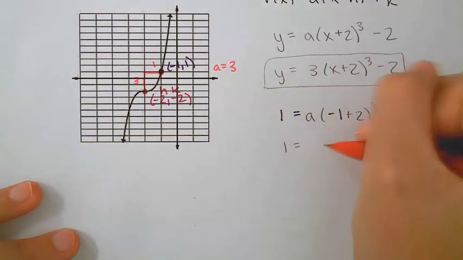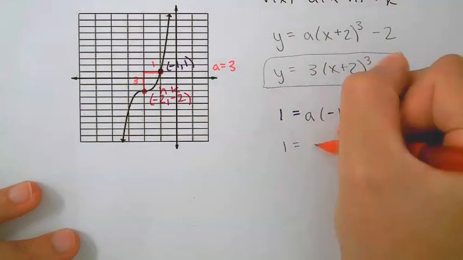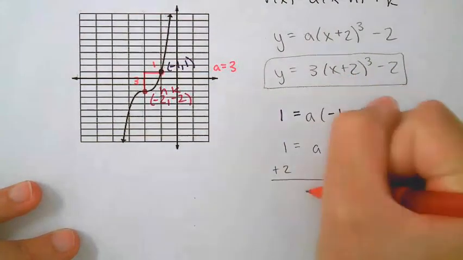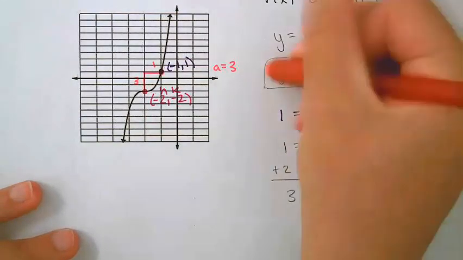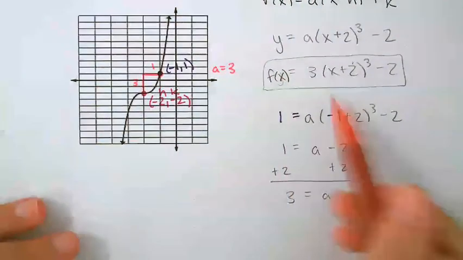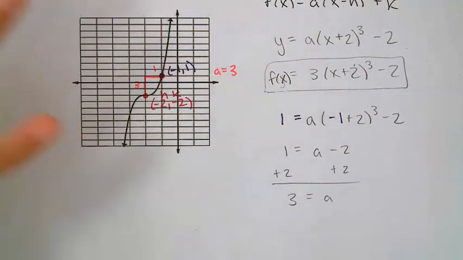So 1 equals a times 1 cubed, which is just 1. So that's just a minus 2, add 2 on both sides. So a is indeed equal to 3, reiterating that this is indeed f of x equals 3 times x plus 2 cubed minus 2, and that is our final answer. And this trick goes along with any polynomial given to us like this, that you can find your center point and your h, k, and a values.